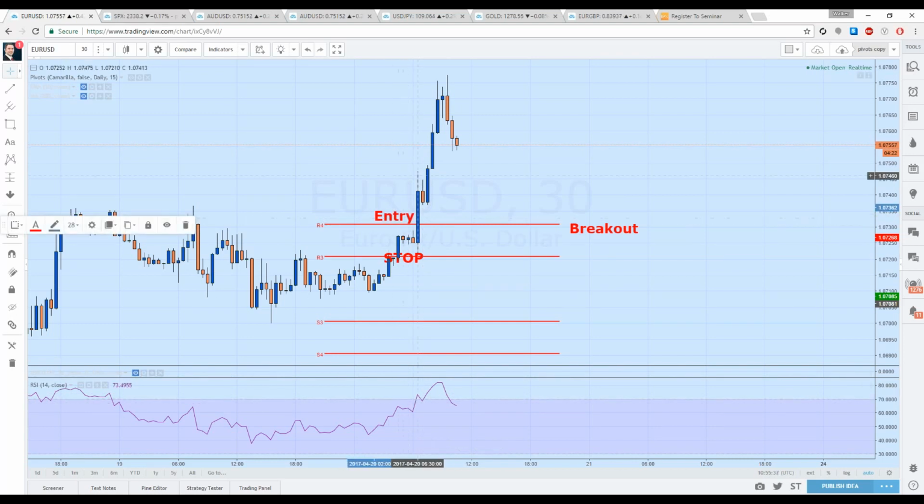But again, you'll be waiting for the candle close to confirm with the indicator.